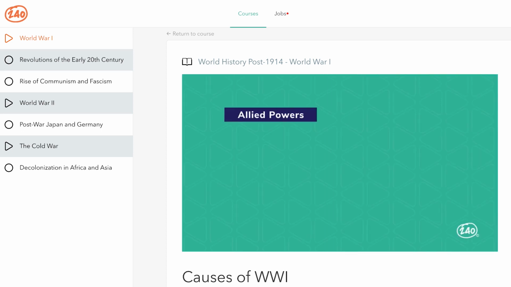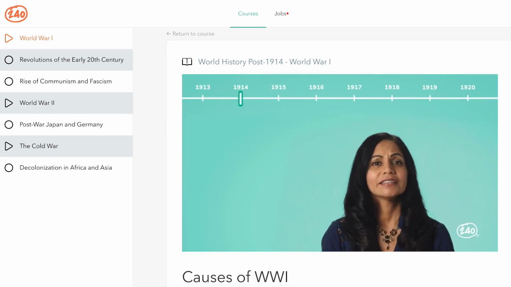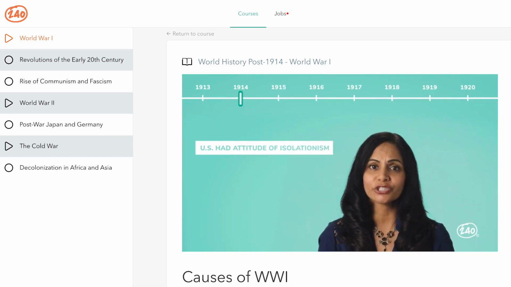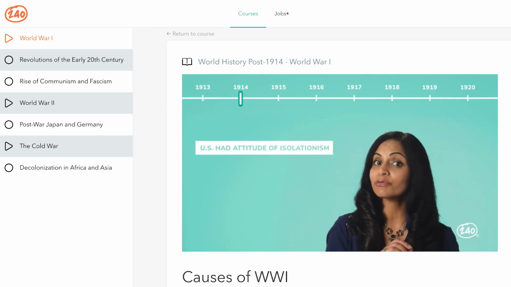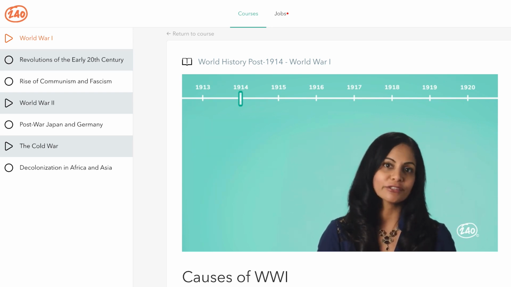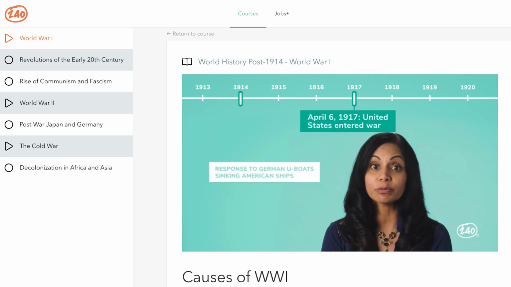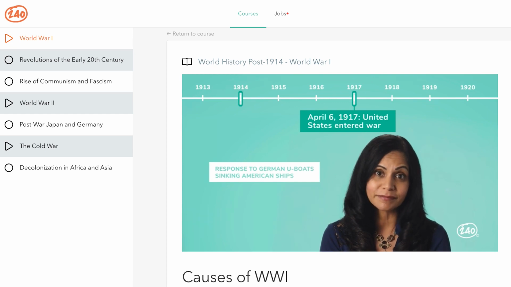The Allied powers of World War I included Great Britain, France, Russia, Italy, Romania, Japan, and the United States. The Central Powers were Germany, Austria-Hungary, the Ottoman Empire, and Bulgaria. The US had a long-standing attitude of isolationism and did not want to get involved in European affairs. However, it officially entered the war on April 6, 1917, in response to the German U-boat sinking of American ships.